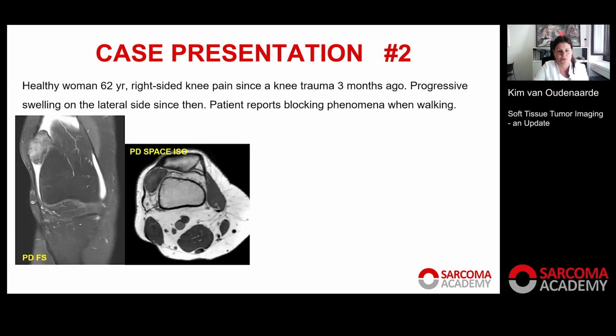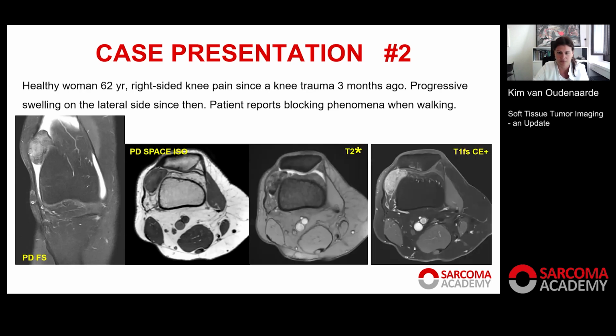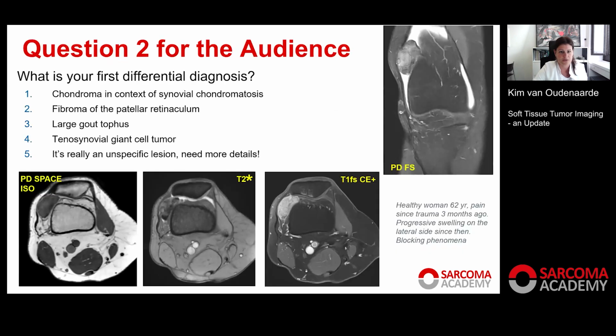Healthy woman, 62 years old, right-sided knee pain since a knee trauma 3 months ago. There was progressive swelling on the lateral side since then, and the patient reports blocking phenomena when walking. So we started off with a standard MRI knee protocol with proton density weighted acquisitions. Then the radiographer called and said he's seeing something inside of the joint. And we decided to perform additional sequences. At first the T2 star sequence, and then we gave intravenous gadolinium, which shows intense enhancement of the lesion. 3.5 centimeters it measured.